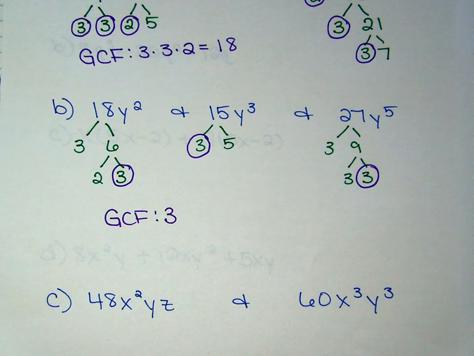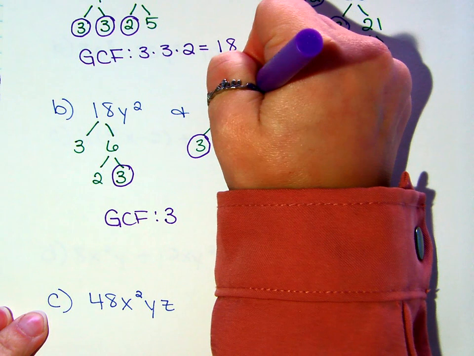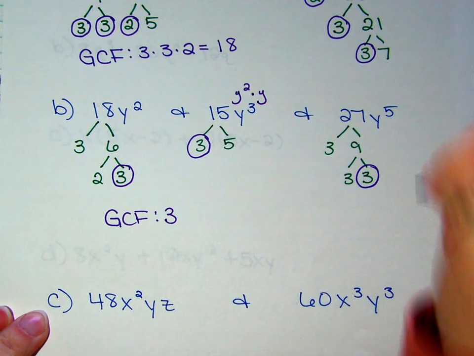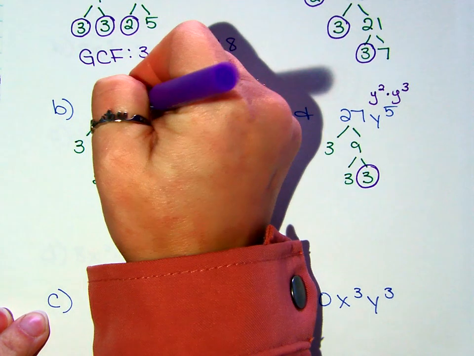I have a y squared, a y to the third, and a y to the fifth. So you can do factor trees with these as well, or you can say, okay, I know they all have y's, and they have the second power, the third power, and the fifth power. So what do they all have in common? Y squared. Because y to the third is the same thing as y squared times y. Y to the fifth is the same thing as y squared times y to the third. So they would all share a y squared.